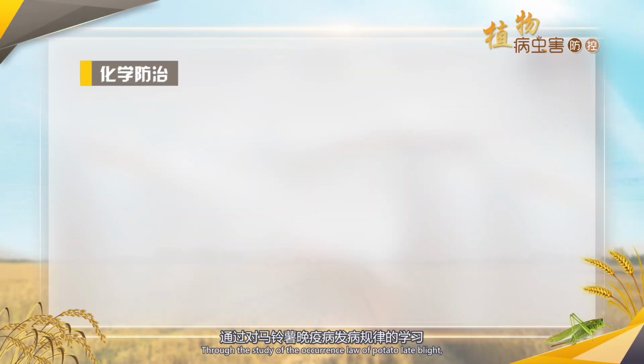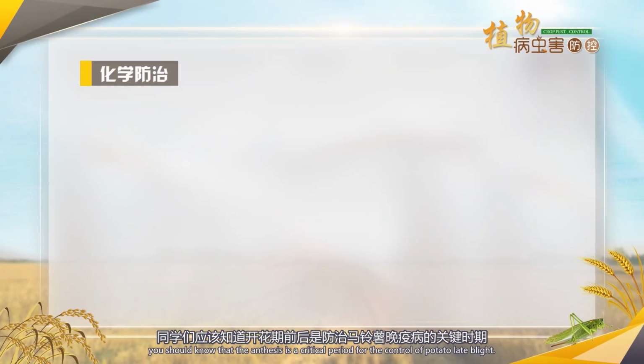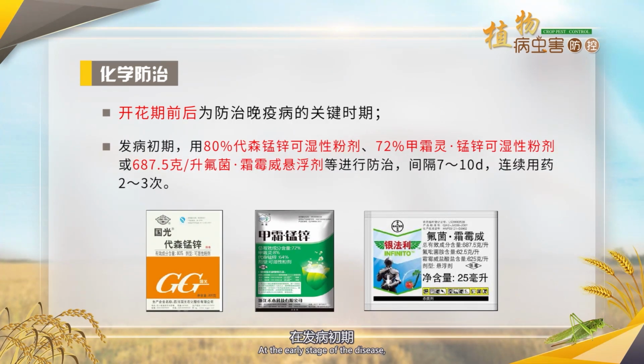Through the study of the occurrence law of potato late blight, you should know that the anthesis is a critical period for the control of potato late blight. At the early stage of the disease, 80% mancozeb wettable powder, 72% metalaxyl mancozeb wettable powder, or 687.5 grams per liter of fluopicolide propamocarb suspension concentrate should be used in time for control and should be applied at an interval of 7 to 10 days and should be used continuously for 2 to 3 times to control the development and harm of the disease.